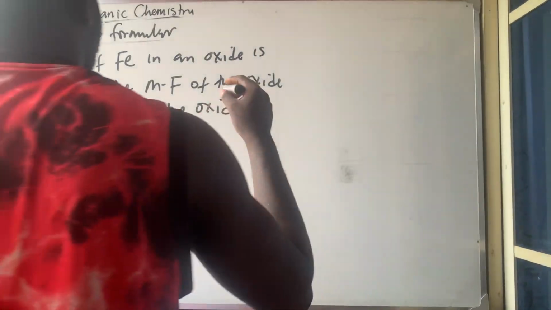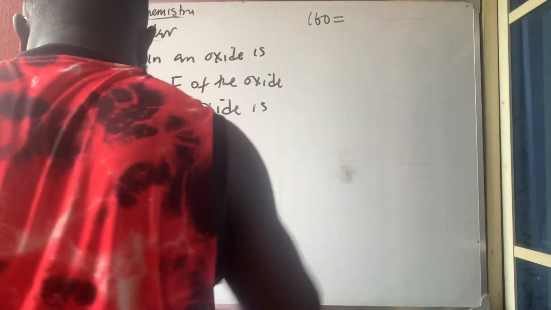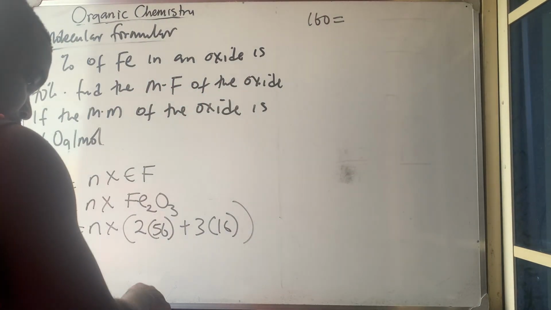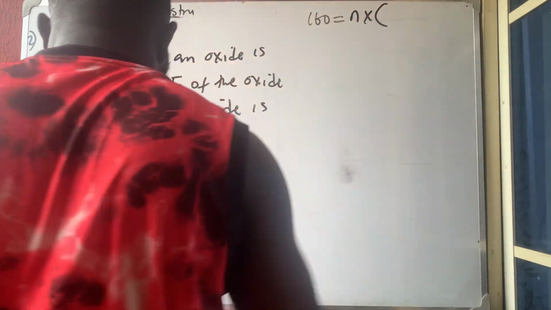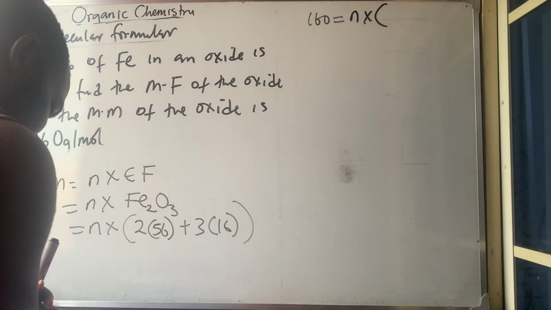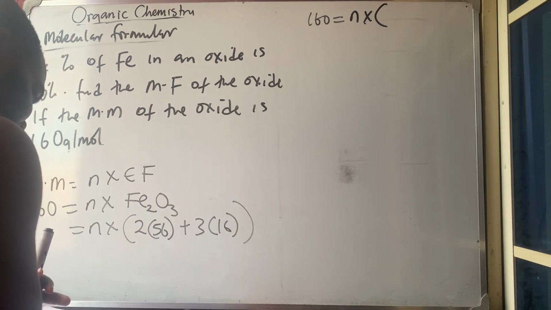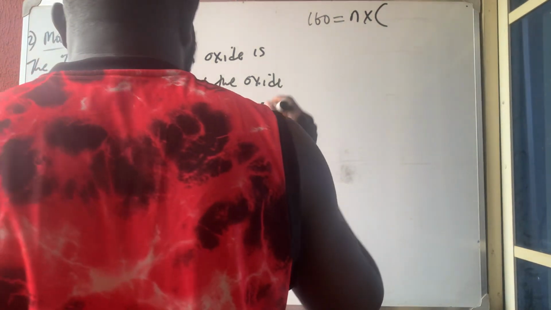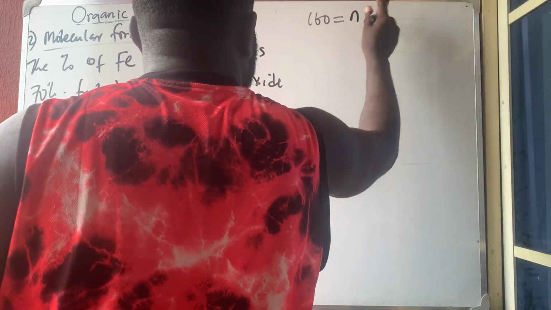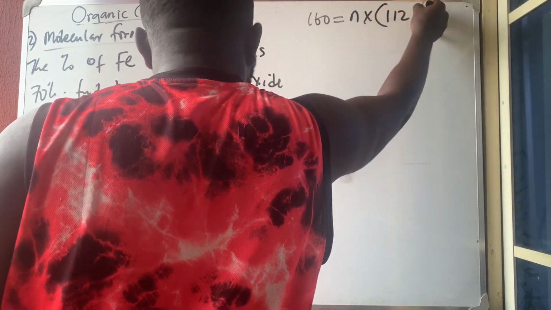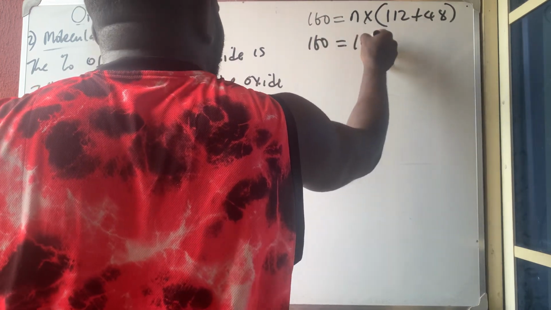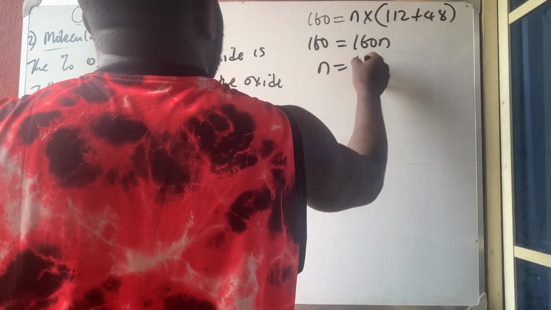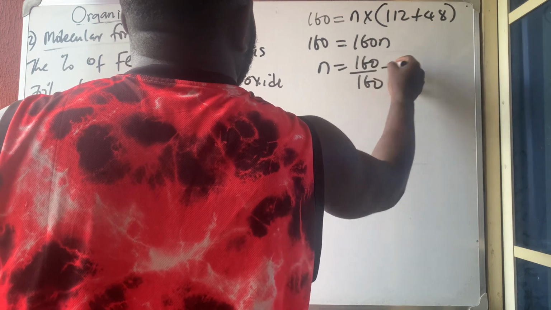So you will now have that 160 is equal to N times 2 times 56. 2 times 56 will give you 112, plus the other one, 112 plus 48. So what do I have? 160 is equal to 160n. So my n is now 160 divided by 160, which is equal to 1.